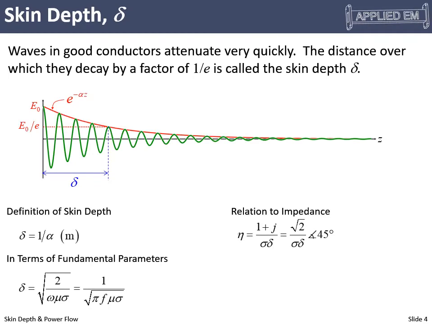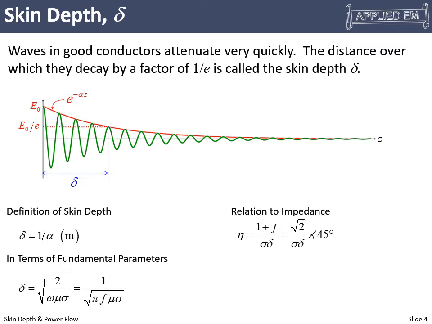Skin depth. So when we're talking about skin depth, normally we're talking about conductors. And in conductors, the loss is extremely high. And so if a wave manages to penetrate into the metal, it decays very quickly.